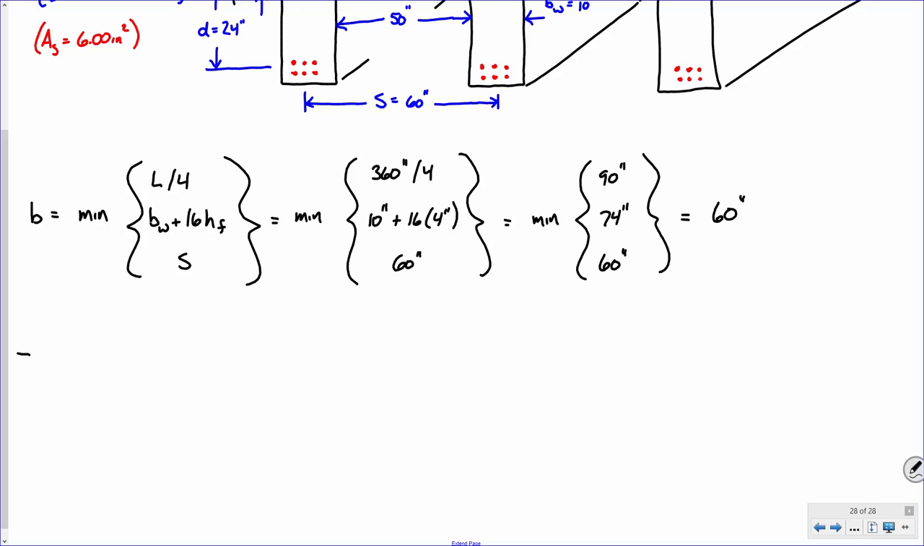All right. So what we're going to do now is determine the location of the neutral axis. And I'm going to write it out. From here on out, I'm going to abbreviate it as NA, so when you see me write NA, what does NA mean? It means neutral axis. Okay.